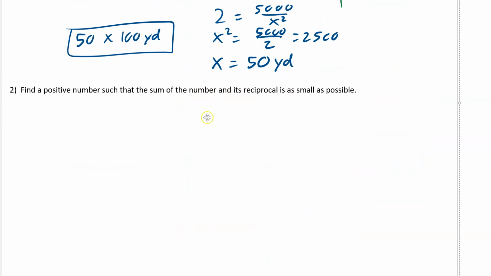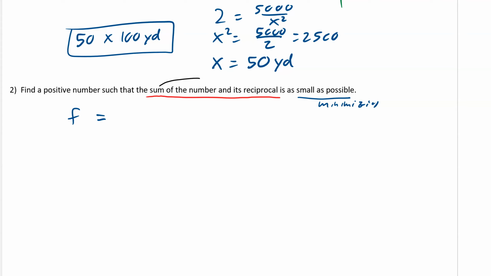Let's try another one. Find a positive number such that the sum of the number and its reciprocal is as small as possible. So what we need to do is make that little function. Let's just call it f of x. It says that this needs to be as small as possible, which means we are minimizing. And that function is starting here. It says the sum of the number and its reciprocal.